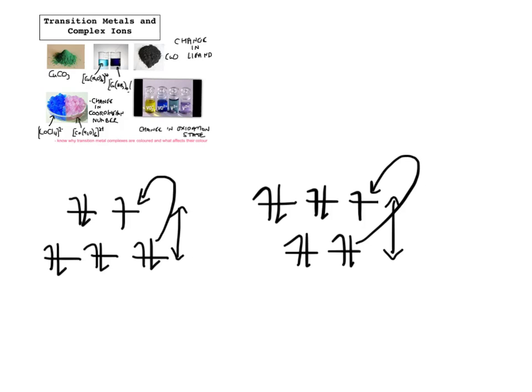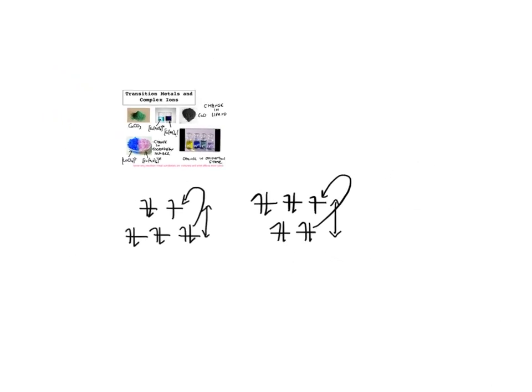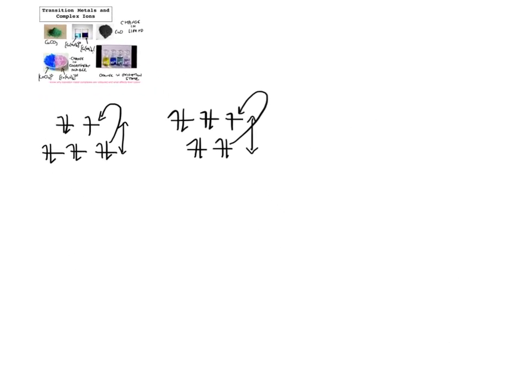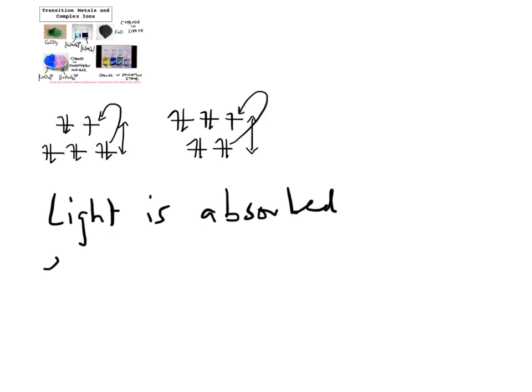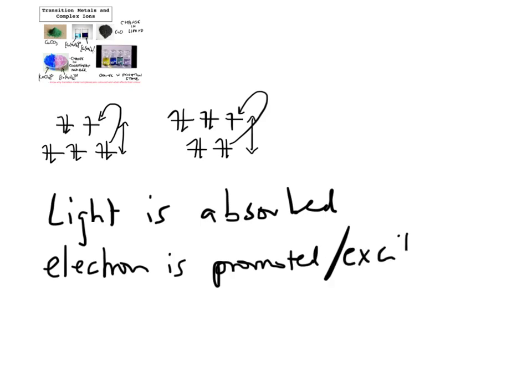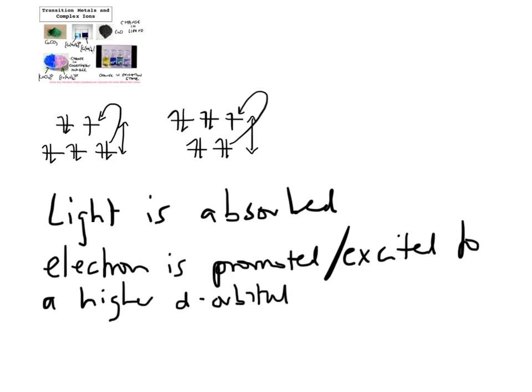So if you had to answer a question on this, you would say that light, or a colour of light, is absorbed, an electron is promoted or excited to a higher d orbital, or a higher energy d orbital. Therefore we see the colour that is not absorbed.